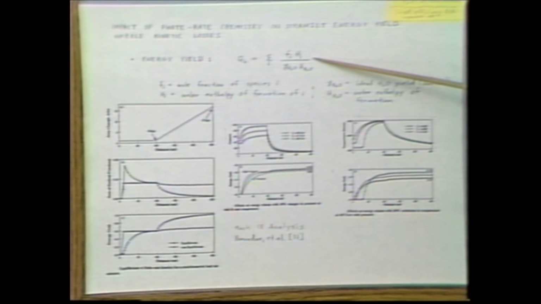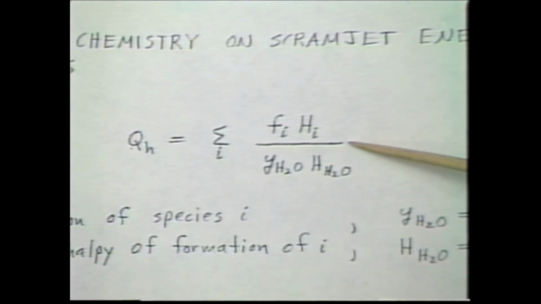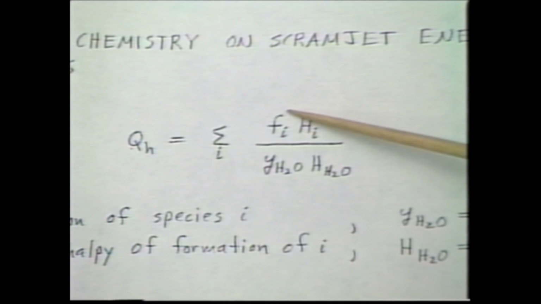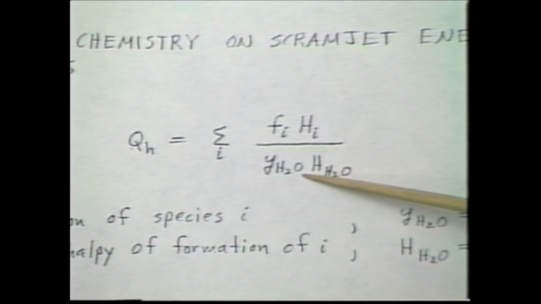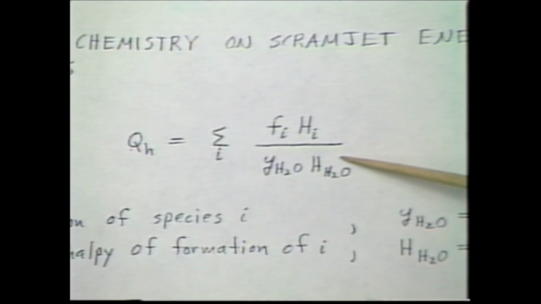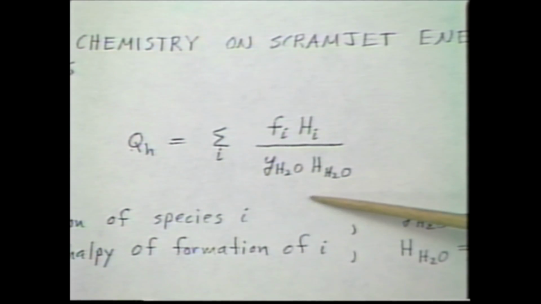This is a very useful parameter for establishing the amount of useful energy you got out of your flow. It's called energy yield, and it's the summation of your mole fractions of each of your species times the molar enthalpy of formation, divided by the ideal amount of water you would get if you burned at a low enough temperature that it didn't dissociate, times this molar enthalpy of formation. If this number is 1, you've gotten all your energy out of your fuel. It's not tied up in dissociation.